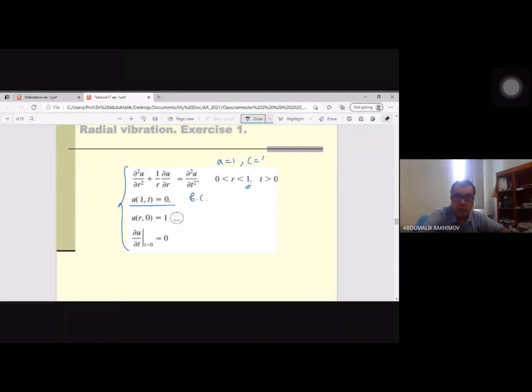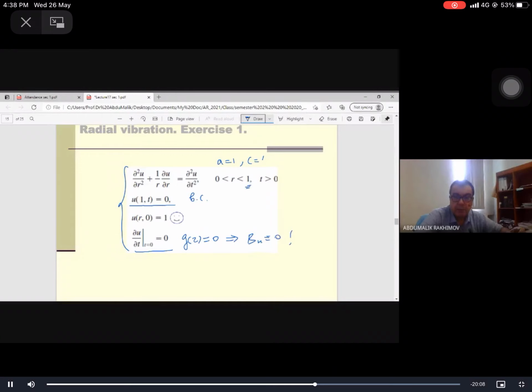U(1,t), right? So what does boundary condition mean? Boundary condition means we have actually a membrane, the radius is equal 1, and the boundary is fixed at level 0, right? So no initial speed, right? This means no initial speed, meaning the G function, G(r) is equal 0. So we say that all Bn coefficients are 0, right?